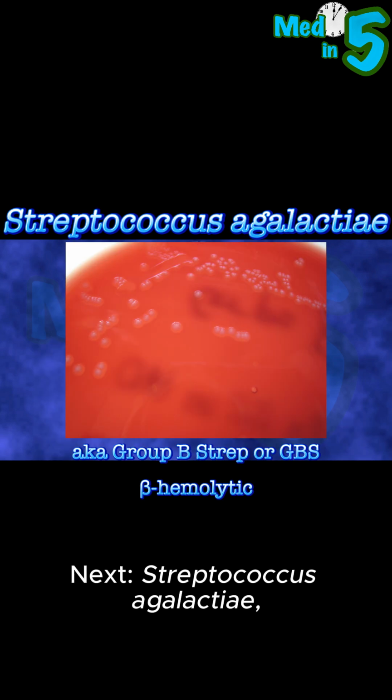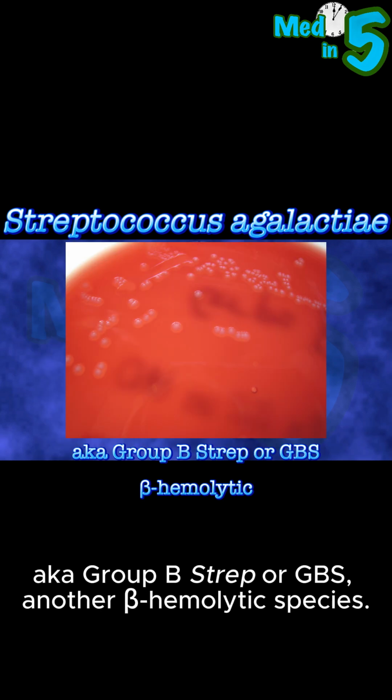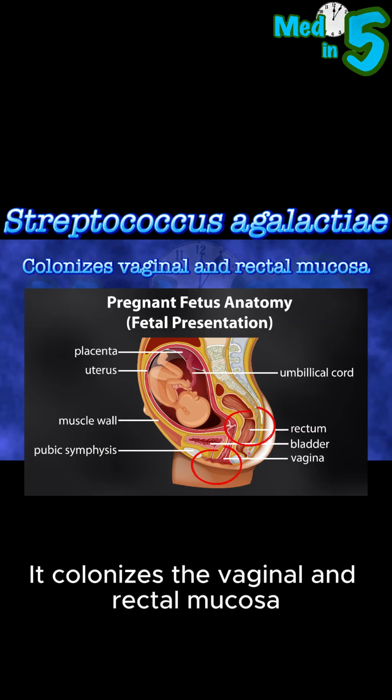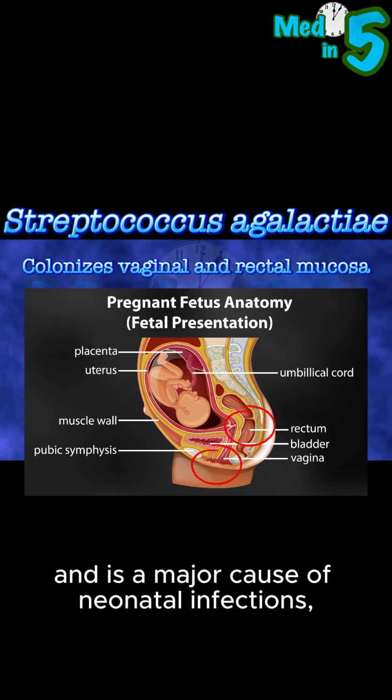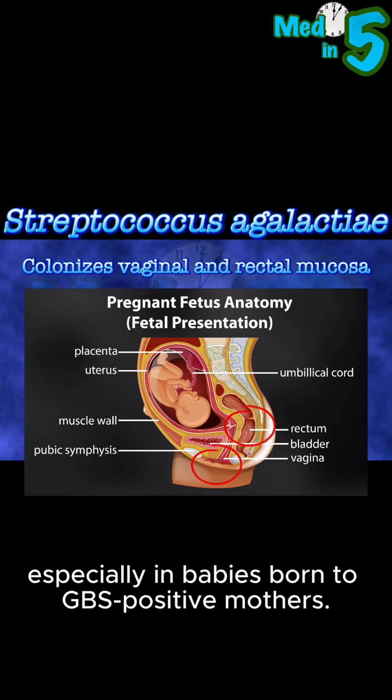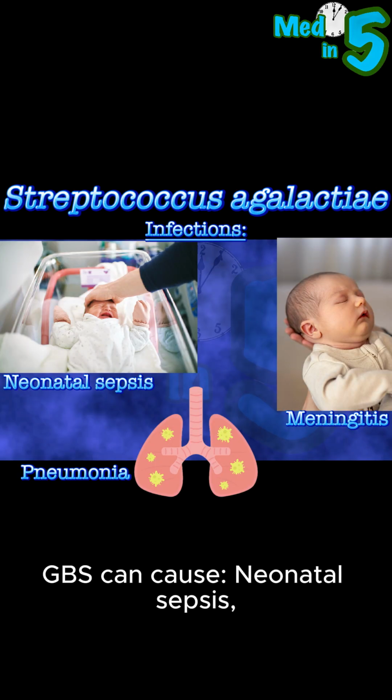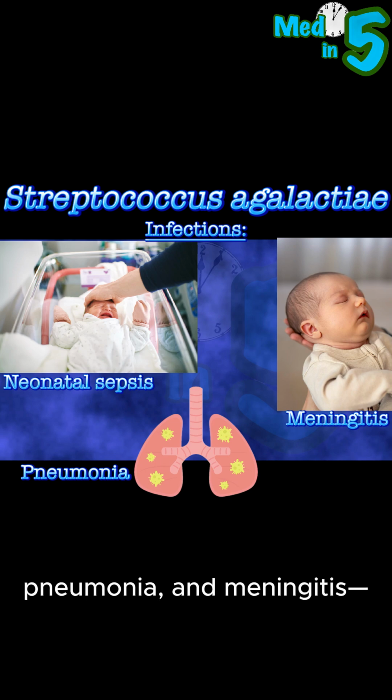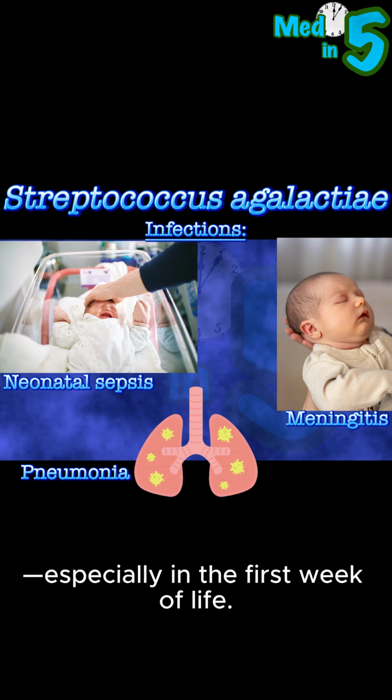Next, Streptococcus agalactiae, aka Group B strep, or GBS, another beta hemolytic species. It colonizes the vaginal and rectal mucosa and is a major cause of neonatal infections, especially in babies born to GBS-positive mothers. GBS can cause neonatal sepsis, pneumonia, and meningitis, especially in the first week of life.